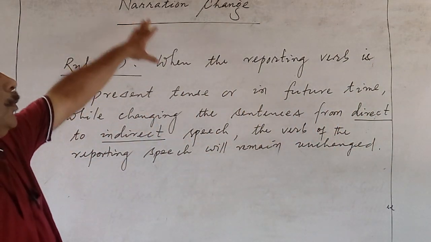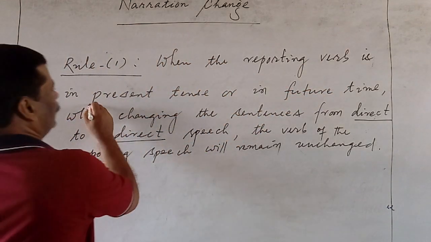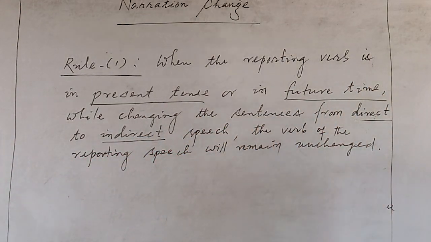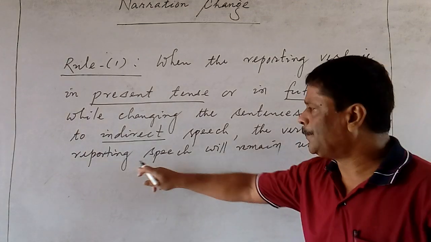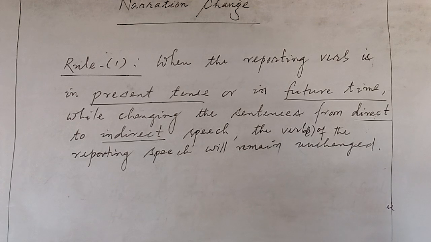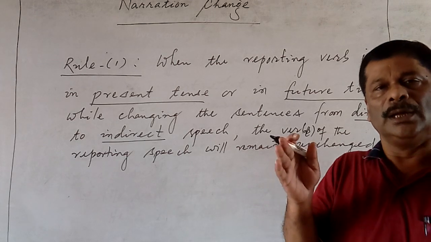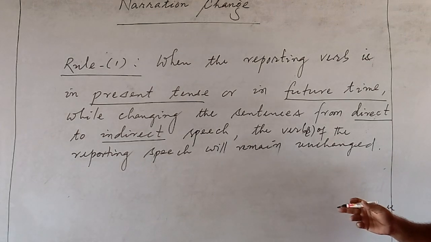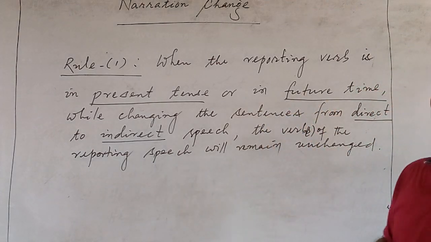What I have written here on the board: when the reporting verb is in present tense or in future time, while changing the sentences from direct speech to indirect speech, the verb or the verbs of the reporting speech will remain unchanged. What does it mean? It means the reporting verb will remain in the same tense form. There won't be any change, provided the reporting verb is in present tense or in future time.